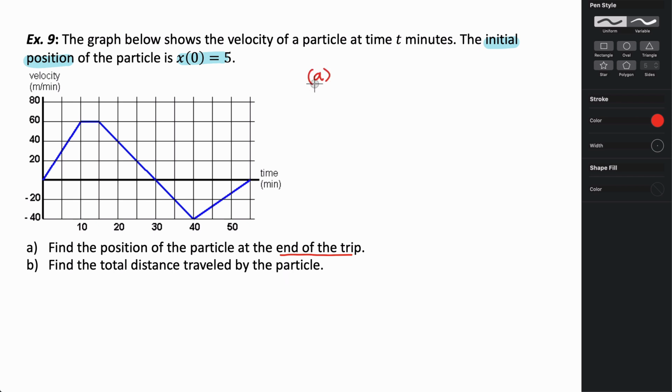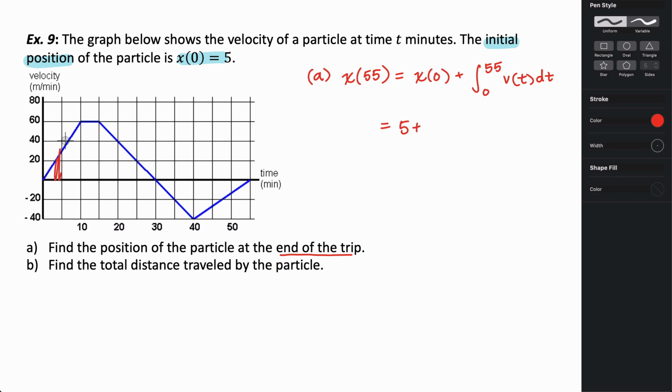So remember, for the final position, first of all, it's going from 0 to 55 minutes. So we want to know what is the position at time 55. And that's going to be equal to our position at time 0 plus the displacement. So from 0 to 55 of our velocity function with respect to t. So this right here is really just the area under the curve. So I know my initial position. My initial position is 5. So this is going to be equal to 5 plus the area under the curve.